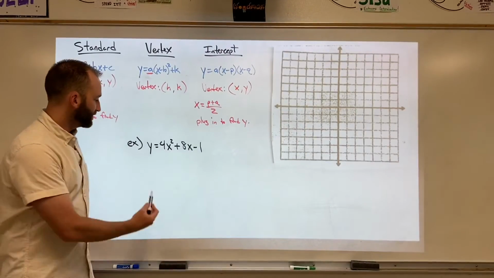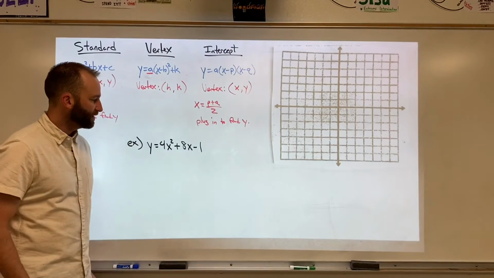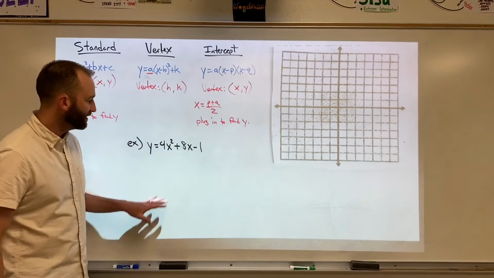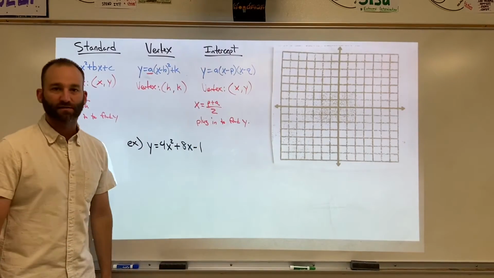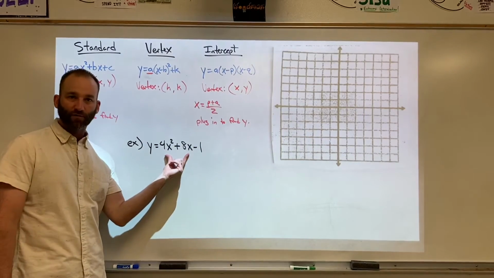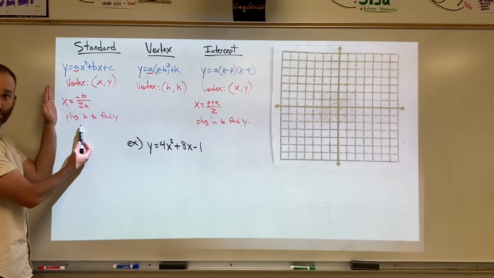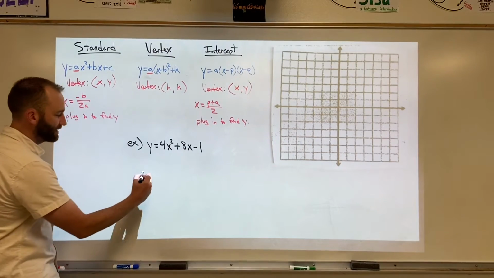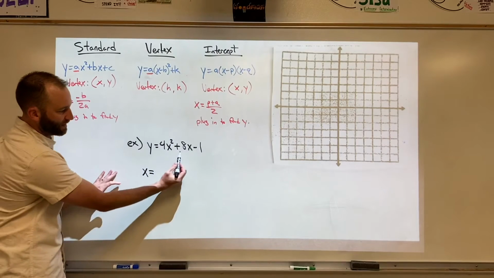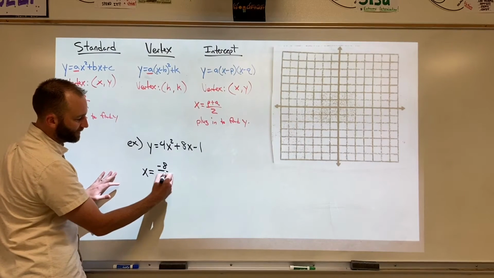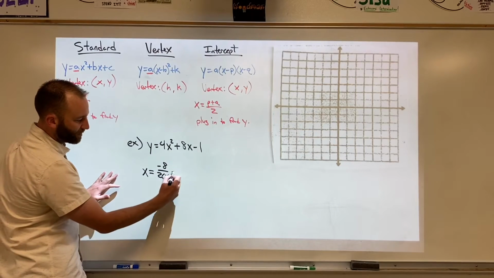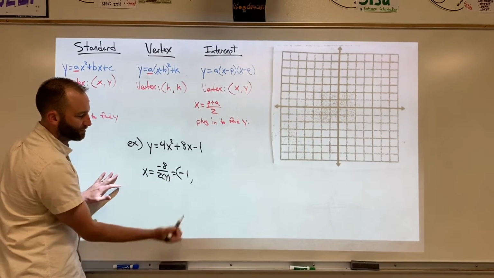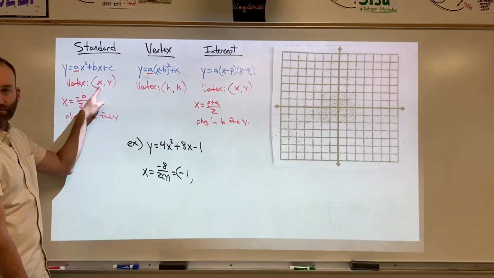All right, so my first example says y equals 4x squared plus 8x minus 1. Right away, I'm noticing this is in standard form. I don't even see parentheses here. So I'm in standard form, and I'm going to use this to find the vertex. We're going to start here with the opposite of b divided by 2a. b is 8, so I have negative 8 divided by 2 times a, which is 4. Negative 8 divided by positive 8 is negative 1. So there's the x-coordinate of the vertex.